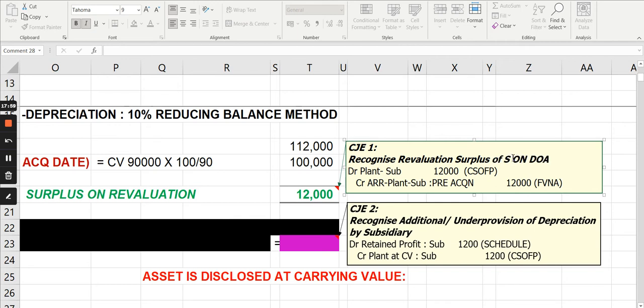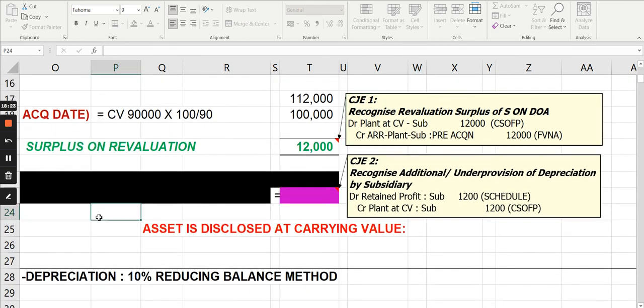Debit the plant account, and remember, the plant account that you are debiting here is the plant account at the carrying value, 12,000. And credit the asset revaluation reserve of the subsidiary relating to plant. That refers to the pre-acquisition 12,000. That will be adjusted in the fair value of net asset.